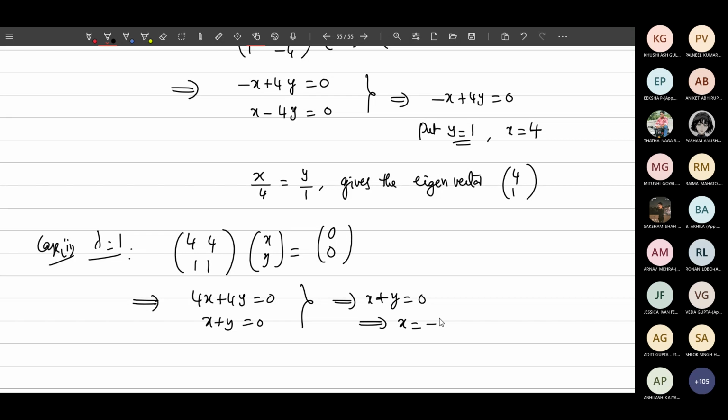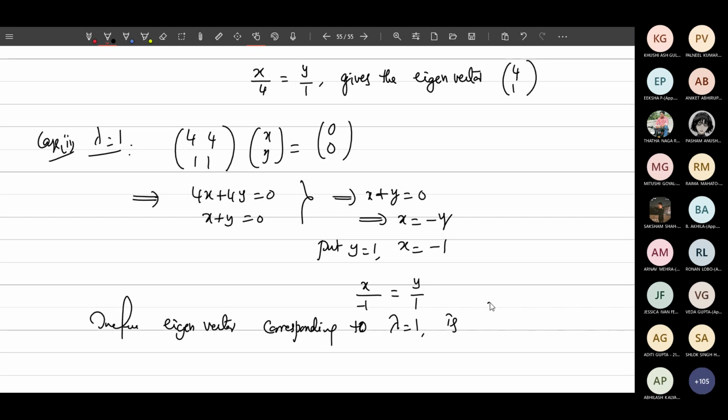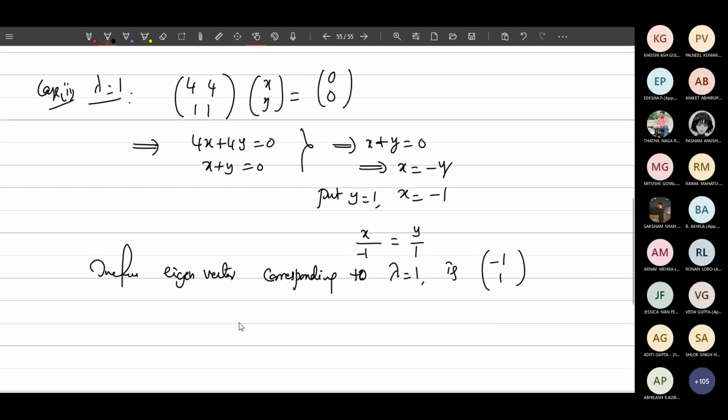This means x equals minus y. Put y equal to 1, then x equals minus 1, or vice versa, anything okay. So this means x by minus 1 is proportional to y by 1, or the reverse. Therefore, the eigenvector corresponding to lambda equal to 1 is, of course, I can take it as minus 1 comma 1 or 1 comma minus 1, anything.